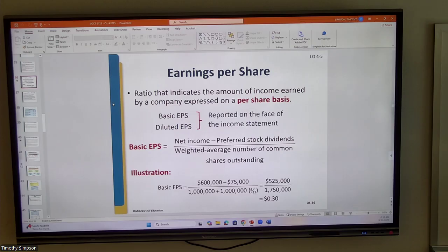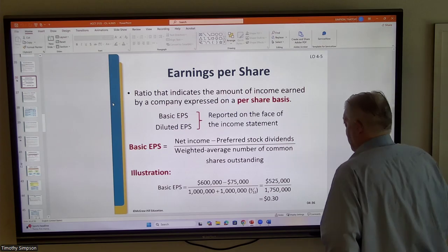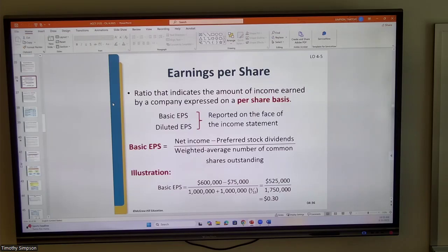So we have a net income figure minus dividends over the weighted average number of shares outstanding. When we talk about weighted average, we're talking about the fact that share counts throughout the year may differ, so we weight those based upon time and how many shares were outstanding over the period. Earnings per share is a dollar figure. In this example, we have 600,000 in net income, an after-tax figure, minus the preferred dividends.